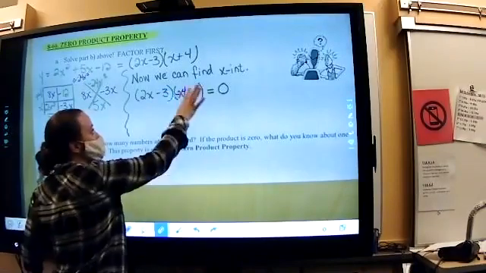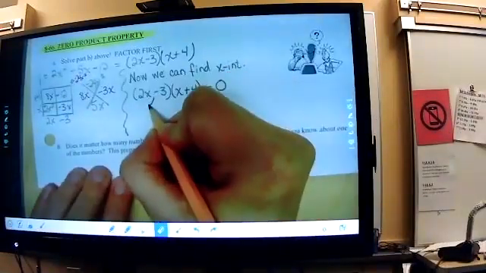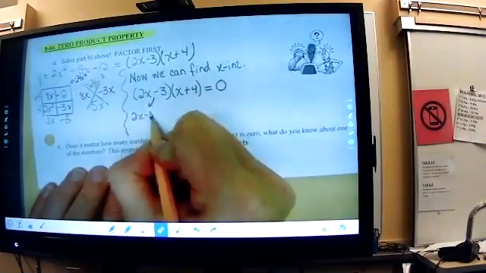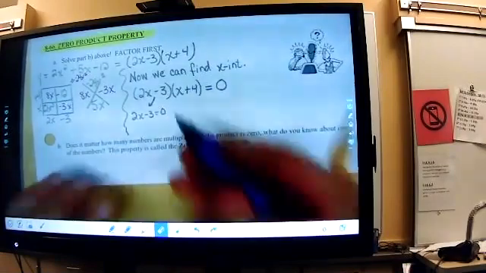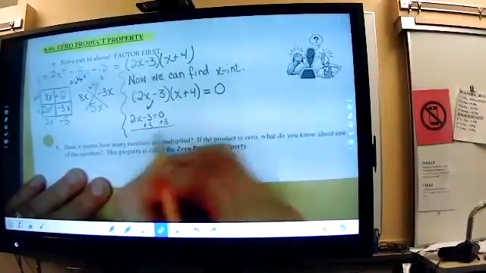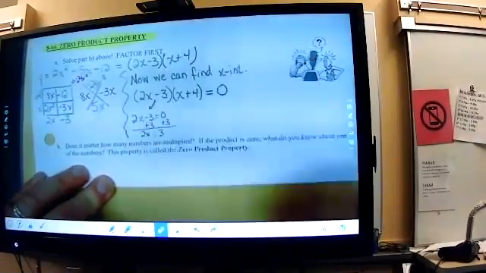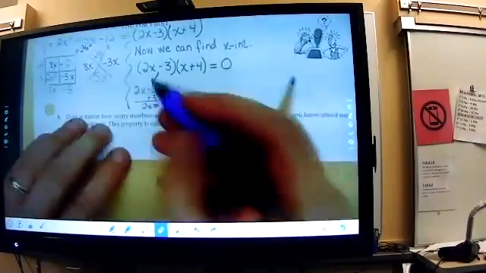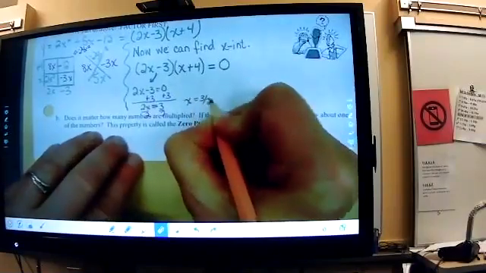I need what's in parentheses to be 0, because I know one of them has to be 0. So here's what you're doing. Once you get your factors, you're going to take each factor and set it equal to 0. Okay, let's set it equal to 0. What do I do to that negative 3? I have to get x by itself. I add 3 to both sides, so then I get 2x equals 3. How do I get rid of the 2? You divide. So I'm going to divide everything by 2, and I get x equals 3 halves.